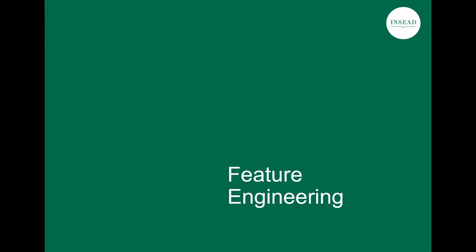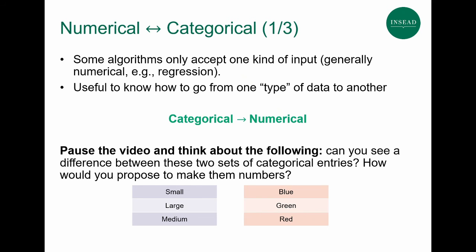Now let me tell you a little bit about feature engineering. Feature engineering is about changing around the features somewhat. A particular scenario where you need to do feature engineering is when you need to change the type of a feature to another type, so when you need to go from numerical to categorical or vice versa. The one we're going to see in most detail is how to go from categorical to numerical.